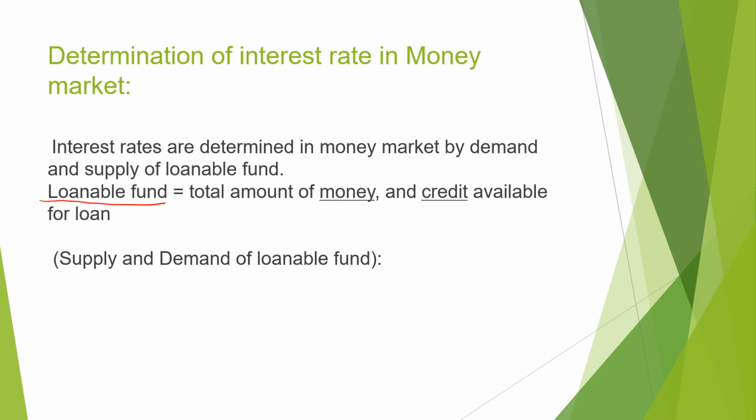What is the difference between money and credit? Nowadays, credit and money are used interchangeably, but by definition, money does not generate interest, but credit does generate interest payment, interest income. So that's the difference. But anyway, total amount of money and credit that is available for loan is called loanable fund.